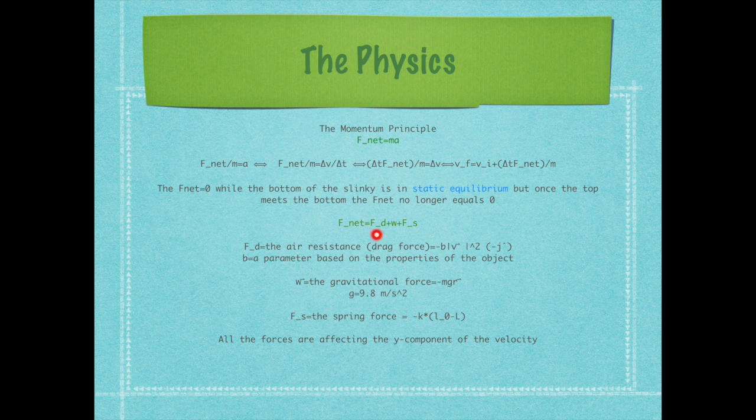So then the F net will equal the drag force plus the weight force plus the spring force. The drag force is equal to the air resistance, which is equal to B times the velocity squared times the negative j hat. B is a parameter based on the properties of the object. The weight force is equal to the gravitational force, which is mass times gravity times the position vector, and g is the constant, which is 9.8. And then F spring is the spring force, which is going to equal negative K, the spring stiffness, times the new length minus the initial length. All the forces are affecting the y component of the velocity and position vector.